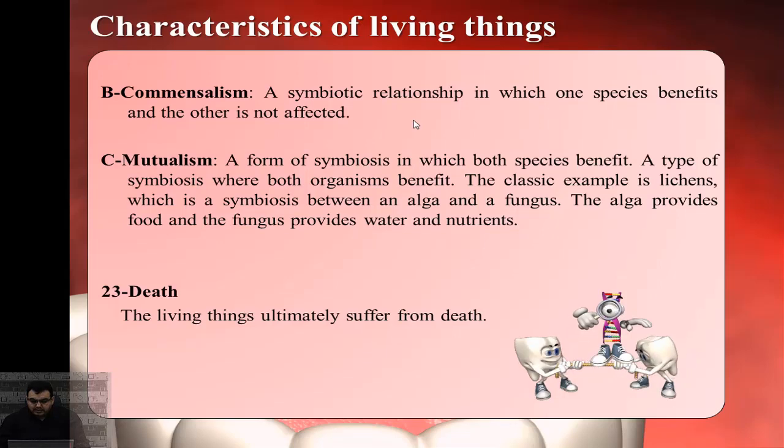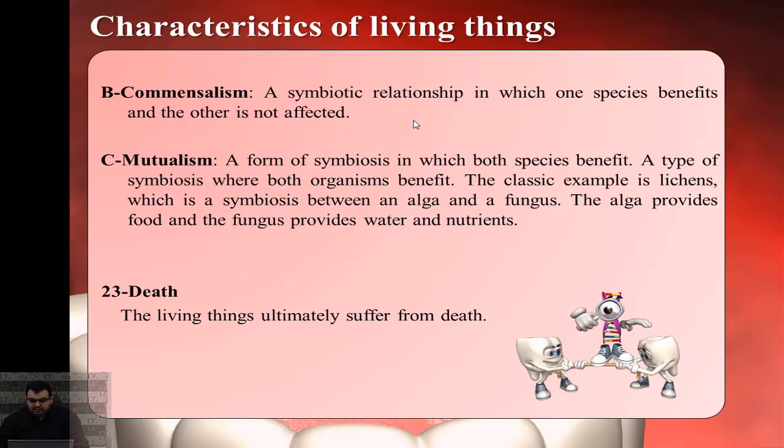Commensalism, a symbiotic relationship in which one species benefits and the other is not affected. Mutualism, a form of symbiosis in which both species benefit. A type of symbiosis where both organisms benefit. The classic example is lichens, which is a symbiosis between algae and fungus. The algae provides food and the fungus provides water and nutrients.